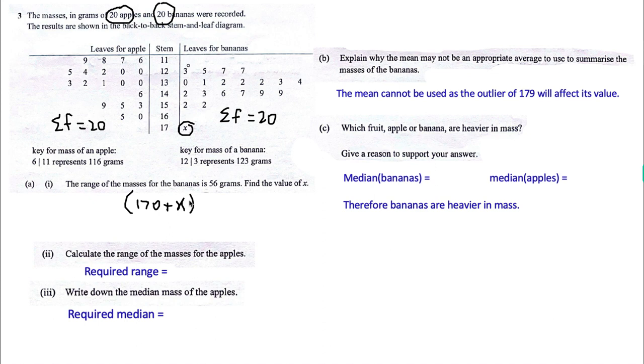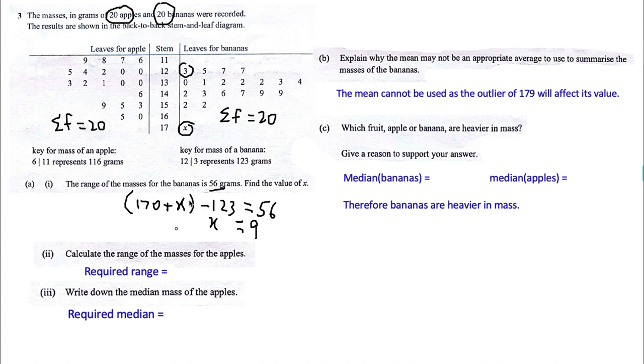And the minimum value is right at the top. That is 123. So we minus the minimum value, 123. And this gives us the range, which is 56 grams. Right? So we solve this equation, and we can see that X is actually 9. So X is the number here, which is only the leaf or the last digit, but the value here is 179.